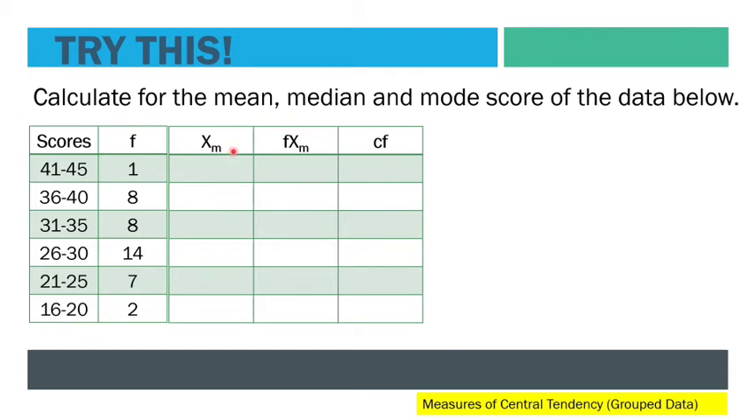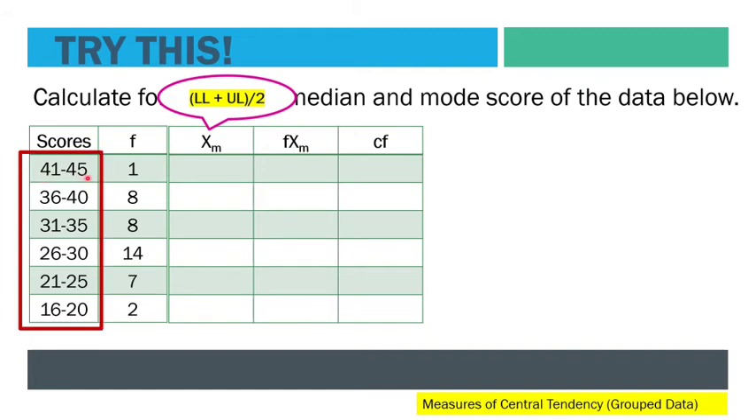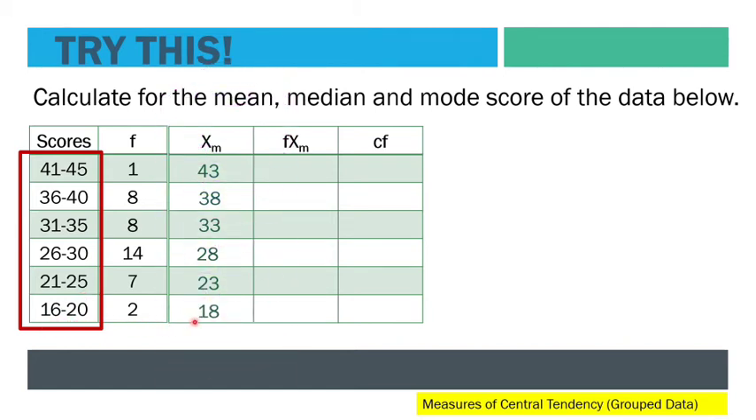So let's begin with the class mark. This pertains to the lower limit plus the upper limit divided by 2, the midpoint. Okay, so we add the lower limits and the upper limits, and then we divide by 2. So first, 41 plus 45 divided by 2 will give us 43. 36 plus 40 divided by 2, that's 38. 31 plus 35 divided by 2 is 33. 26 plus 30 divided by 2 is 28. Then 21 plus 25 divided by 2, that is 23. 16 plus 20 divided by 2 is 18. So we have completed the x sub m or the class mark column. Let's proceed now to the product of the second and the third column, the fx sub m.